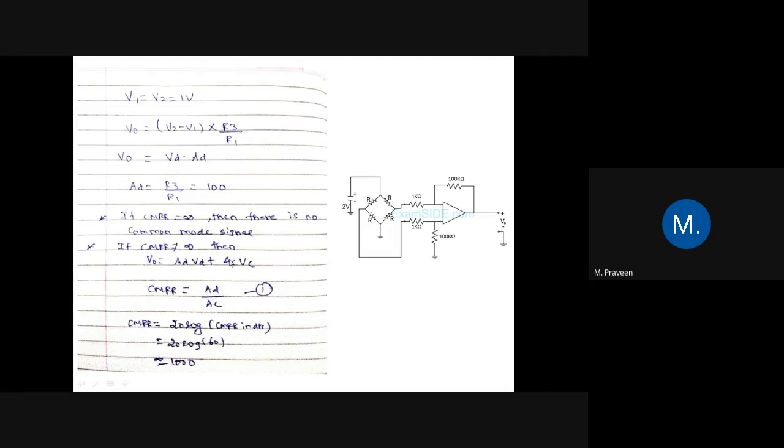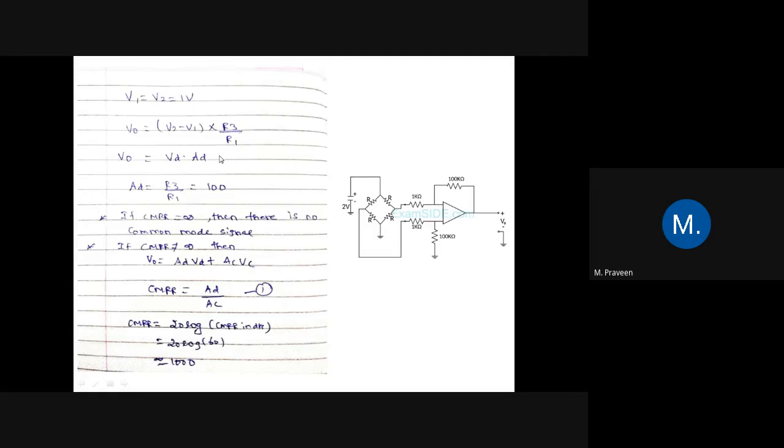But here it is not mentioned. Therefore, we have to consider the two scenarios. If CMRR is infinite, we have the formula V naught is equal to VD into AD. If CMRR is not infinite, then we have to consider the common mode also.